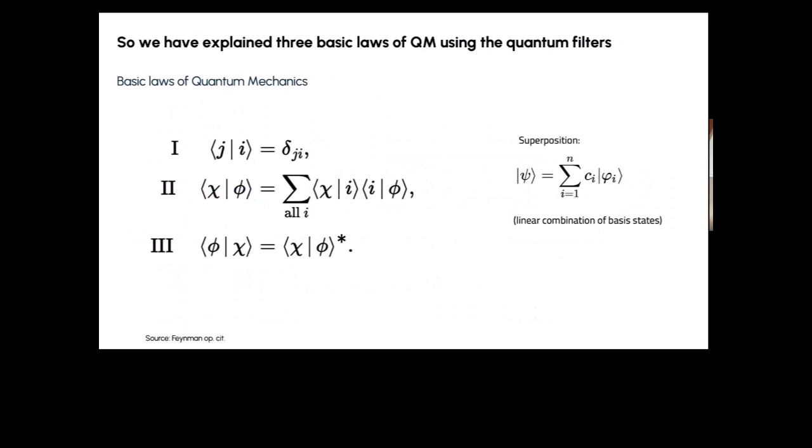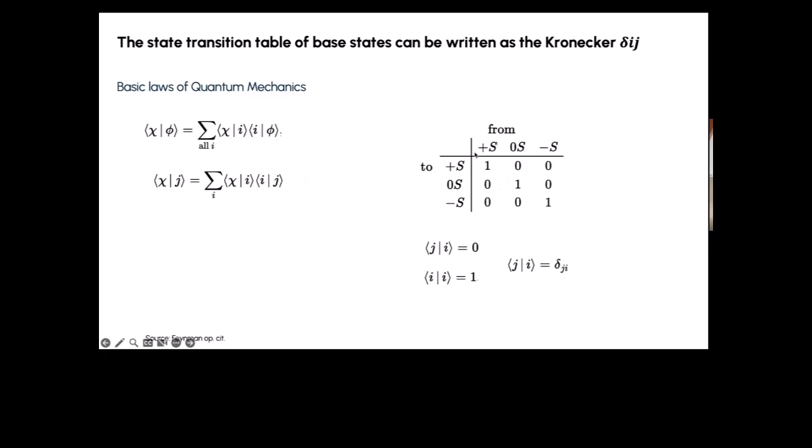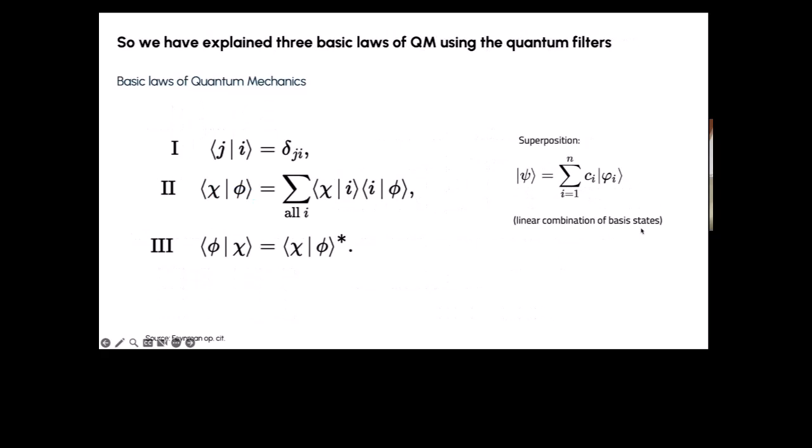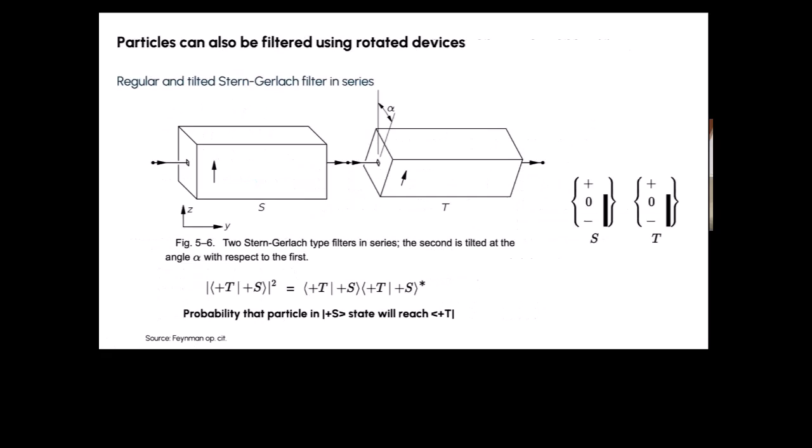So the first one is the Kronecker delta, that only these amplitudes are one. Then the next one is that to get this probability, you need to add up all the paths through the filters. And the third one says that the inverse of this bracket is the same as when you exchange the two targets and the two locations and build the inverse, it's the same as without exchanging them. And so you can derive those three laws of quantum mechanics from the filter experiments.